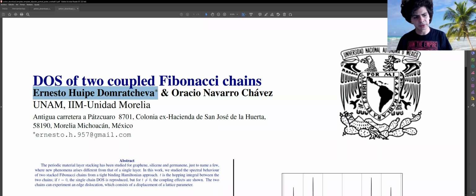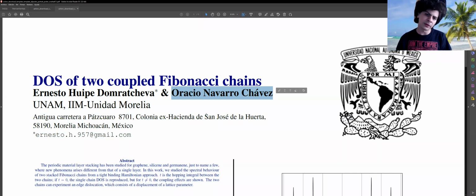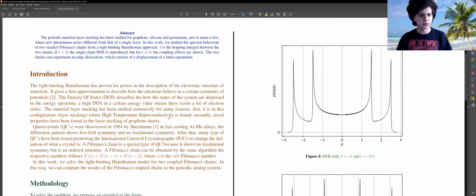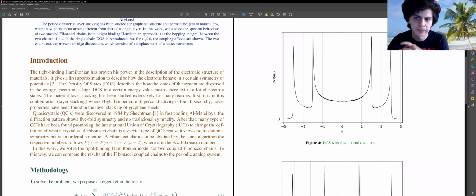I'm a Master of Science student at the National Autonomous University of Mexico at the Institute of Materials Research. I did this work with my supervisor, Dr. Horacio Navarro Chavez, and we present to you the work titled Density of States of Two Coupled Fibonacci Chains. So let's start.